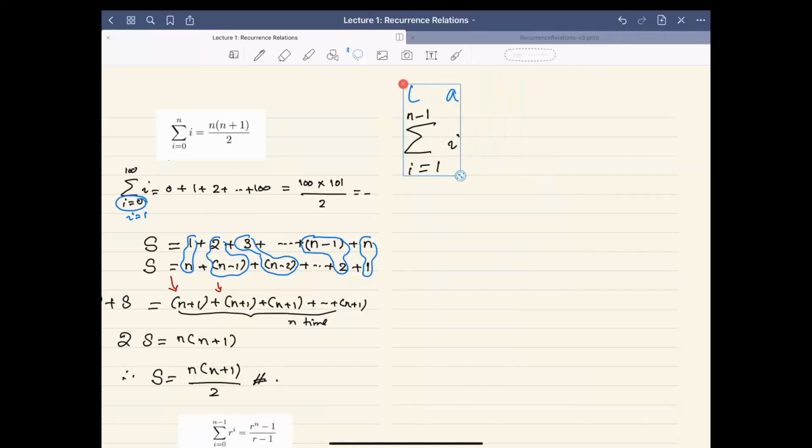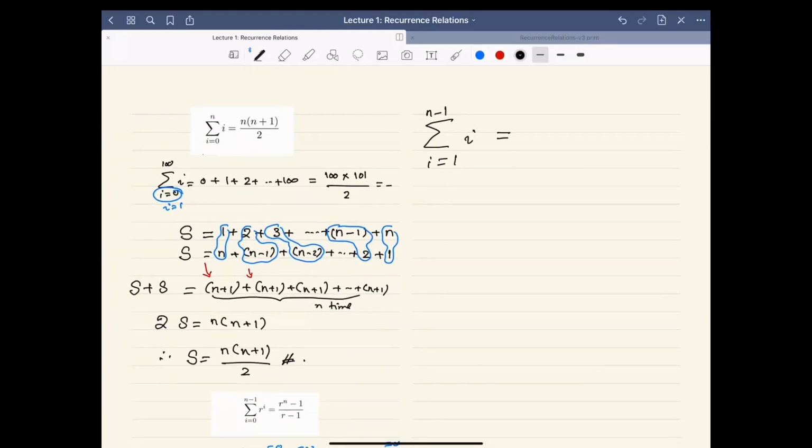So this is going to be equal... Now I will put on one side and then I will erase it. Summation for i equals 1 up to n of i is equal to n times (n plus 1) over 2. So both start with 1.